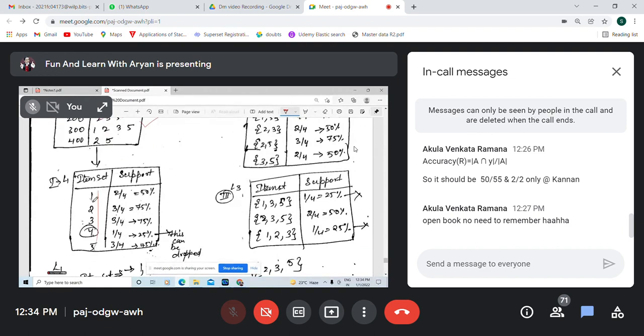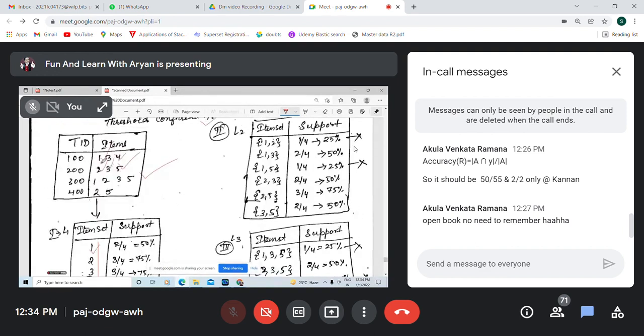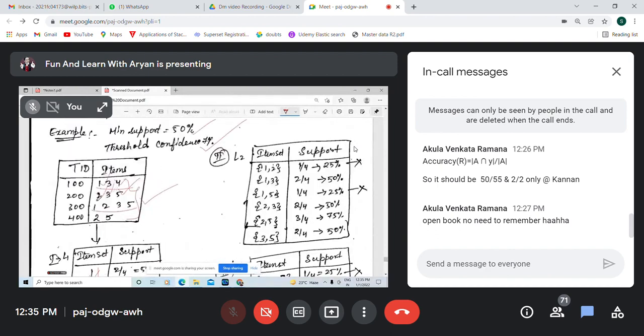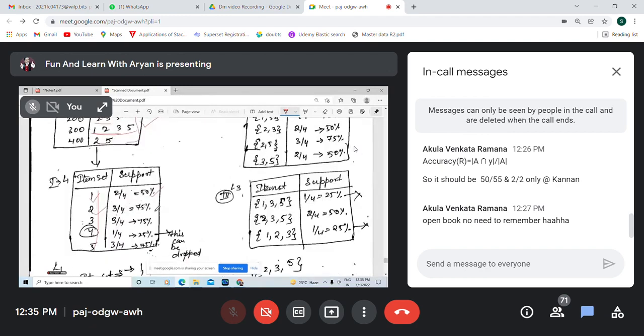Now what is the support for 1? How many times is 1 occurring? 1, 2. 2 divided by the total number of item sets, 4. 2 by 4. This is your support value. Now coming to 2. How many times is 2 coming? 1, 2, 3. Support is 3 by 4.